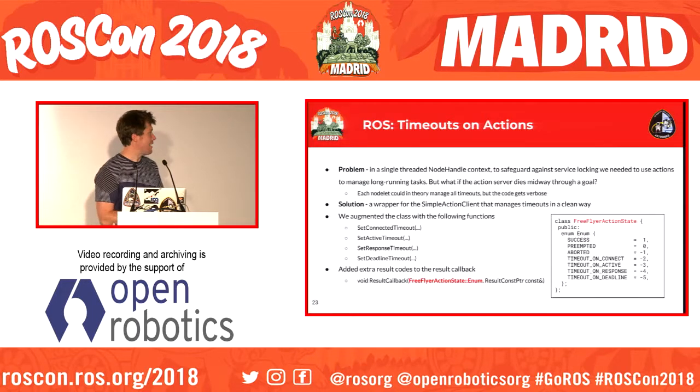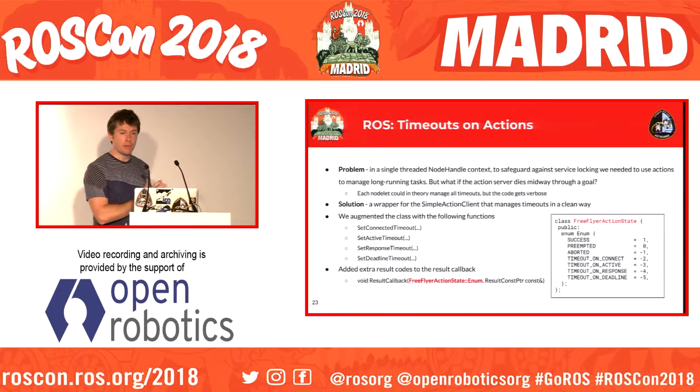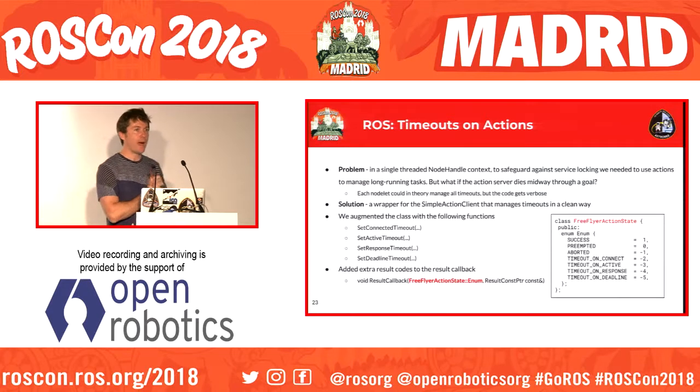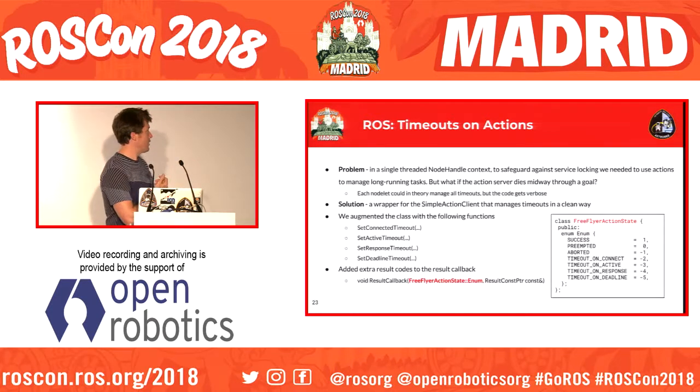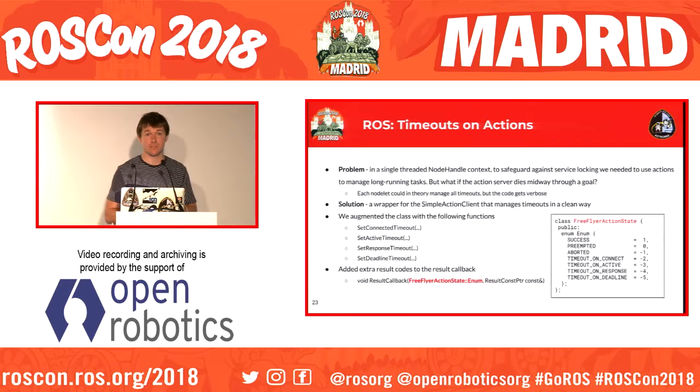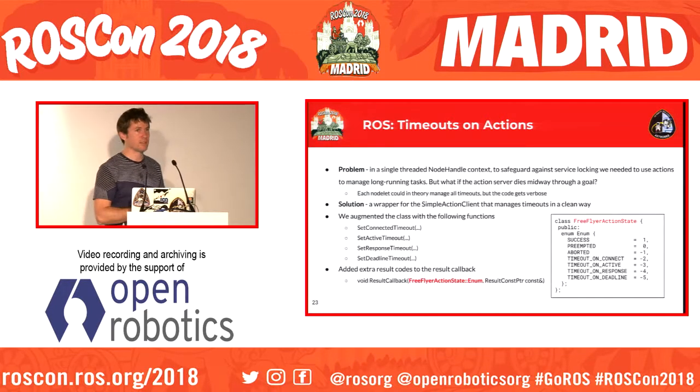So now we're going to dive a little bit deeper, and I'm going to explain a couple components that we added to our stack, which kind of augmented existing functionality in ROS. The first of which is timeouts and actions. We love actions because all of our nodes in the system are actually nodelets. And so if you block in a service response, the rest of the nodelets in your system in a single threaded context, they all lock up.